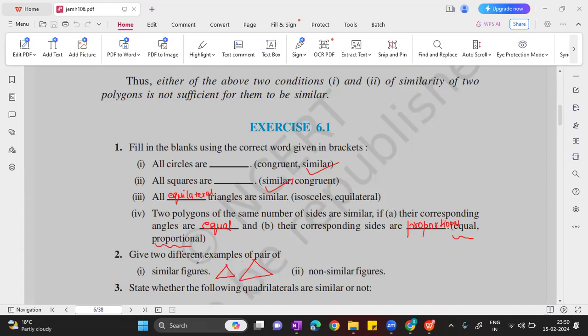It says give two different examples, right? So one example is the triangle. The second example is to draw the square. That's it. If you want, you can also draw two circles. Are you understanding, Manya? That's the answer for the first one.